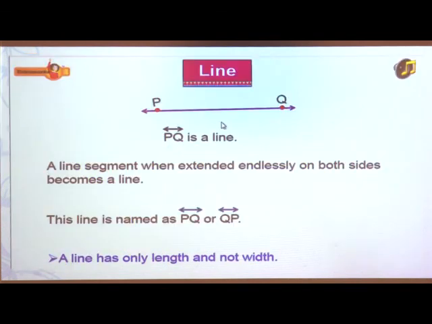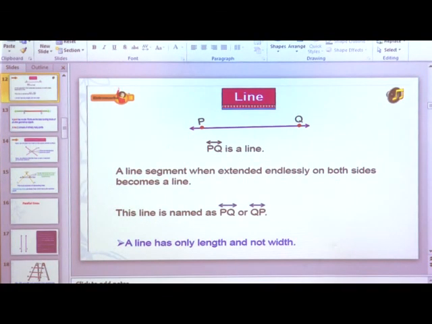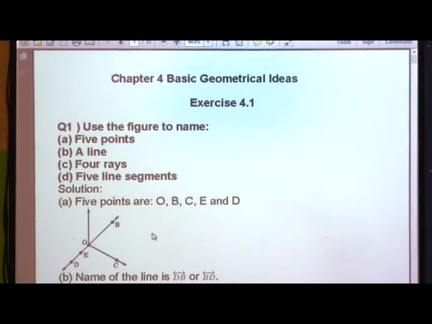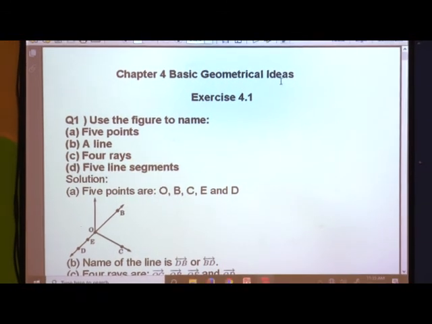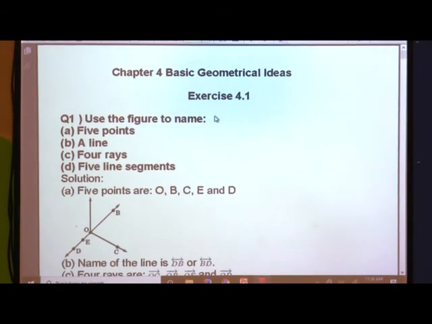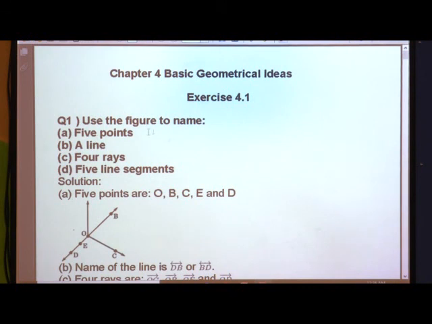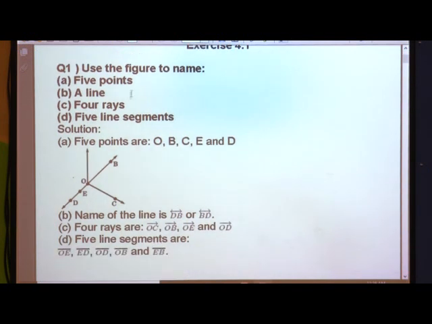Before going further, we will see some examples. We will solve exercise 4.1, basic geometrical ideas. Okay, this is exercise 4.1. See the first question. Use the figure to name. There is a figure given already. By seeing that figure, we have to name any 5 points on the figure, any line, any 4 rays and any 5 line segments. Okay. So, let us see this.